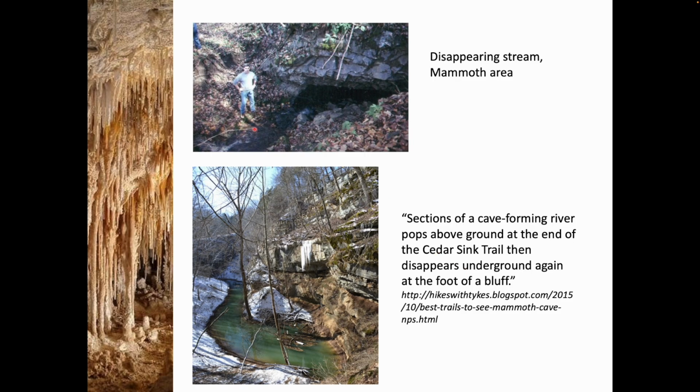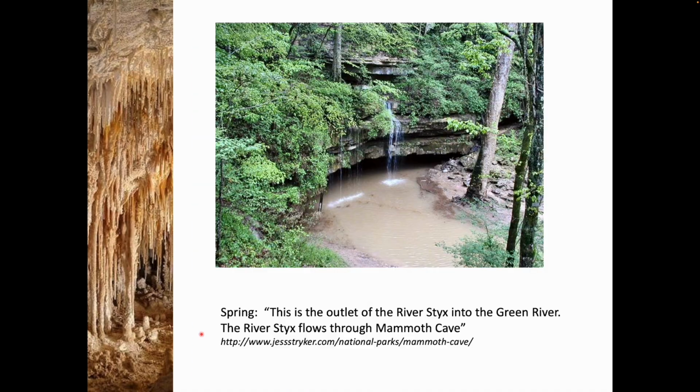This is an example of a disappearing stream, two examples of disappearing streams actually, where a stream just disappears into a hole and vanishes underground. Again, very common in karst landscapes, particularly in central Kentucky.